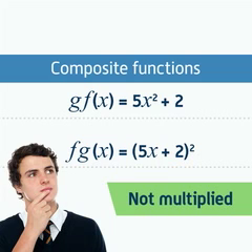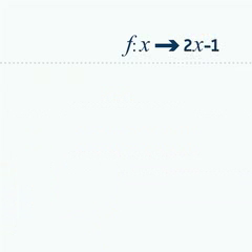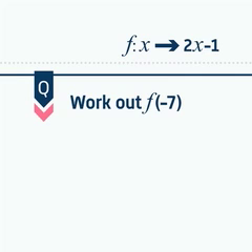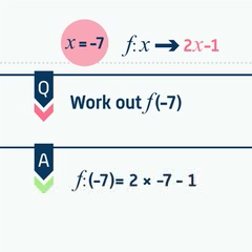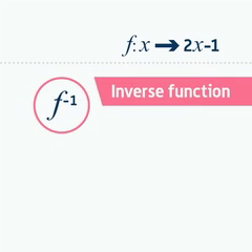Let's do another example. f is the function that maps x onto 2x minus 1. f of minus 7 means we substitute minus 7 into the expression 2x minus 1. 2 times minus 7 minus 1 equals minus 15. The superscript of minus 1 means we need to find the inverse function.